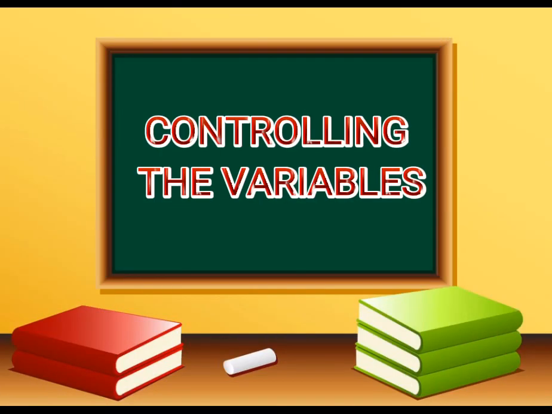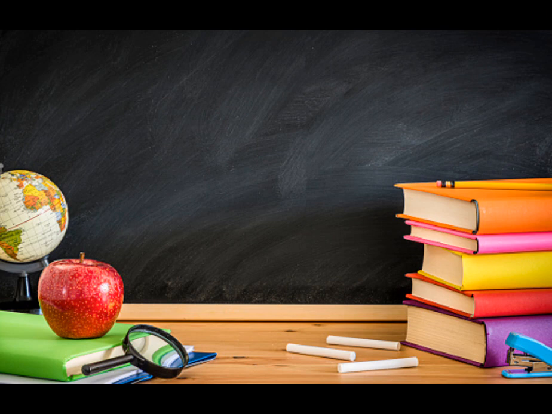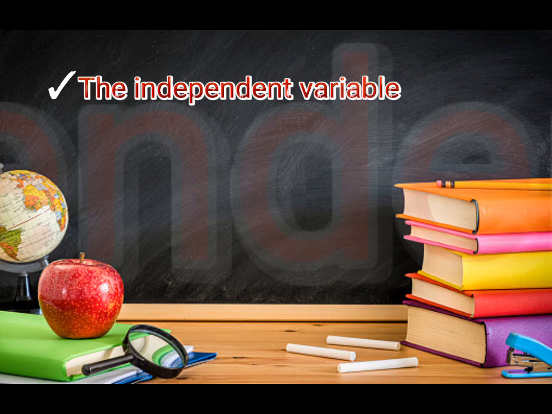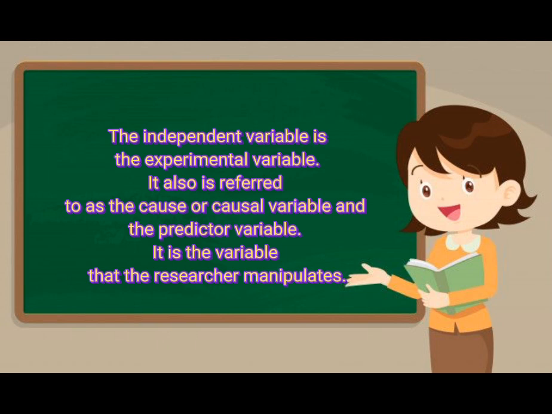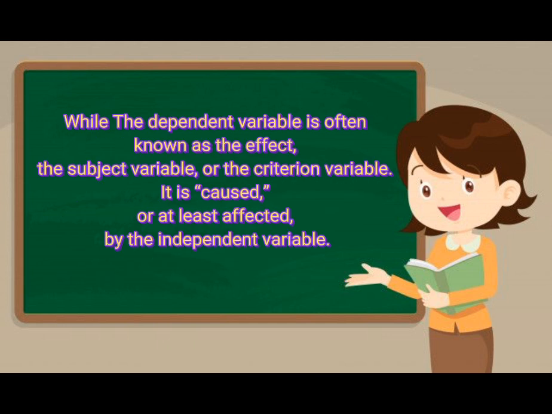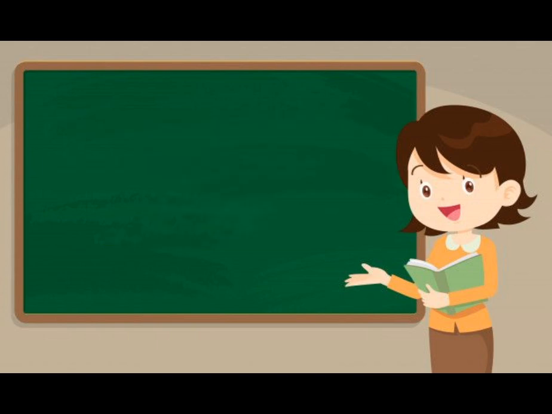Controlling the variables. There are two types of variable: the independent variable and the dependent variable. The independent variable is the experimental variable. It also is referred to as the cause or causal variable and the predictor variable. It is the variable that the researcher manipulates, while the dependent variable is often known as the effect, the subject variable, or the criterion variable. It is caused, or at least affected, by the independent variable.